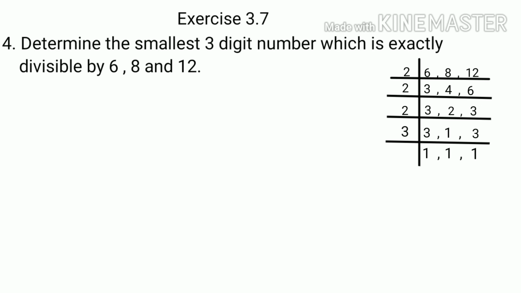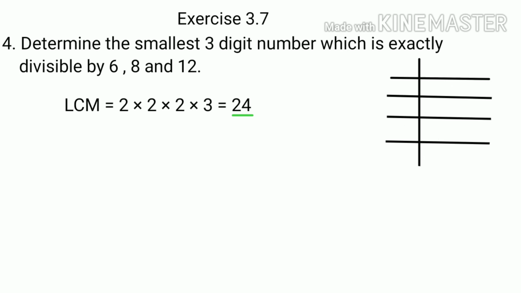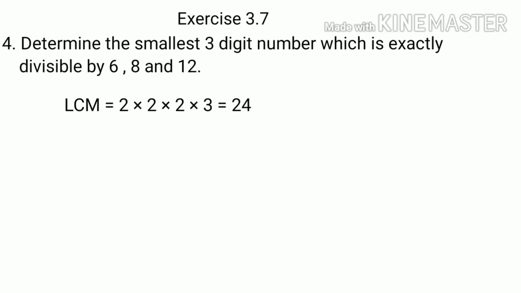Now we have 1 as the quotient for all the numbers. To find the LCM, we will multiply all the prime factors of the numbers. So the LCM will be 2 into 2 into 2 into 3, which is equal to 24. So 24 is the smallest number which will be exactly divisible by 6, 8 and 12.